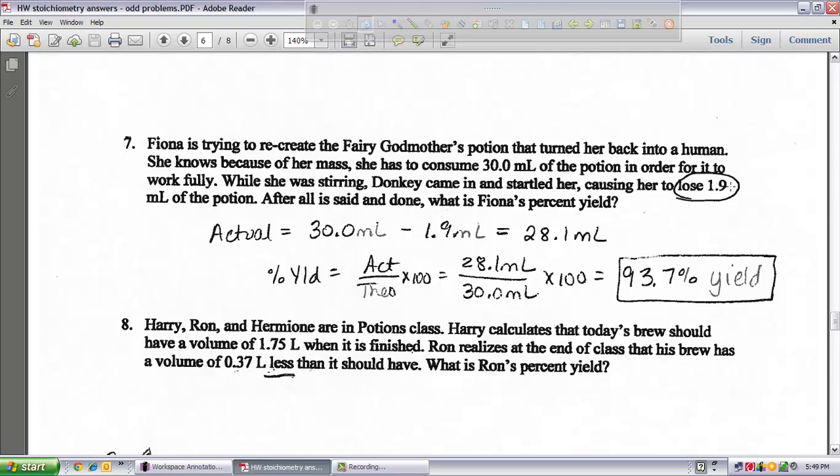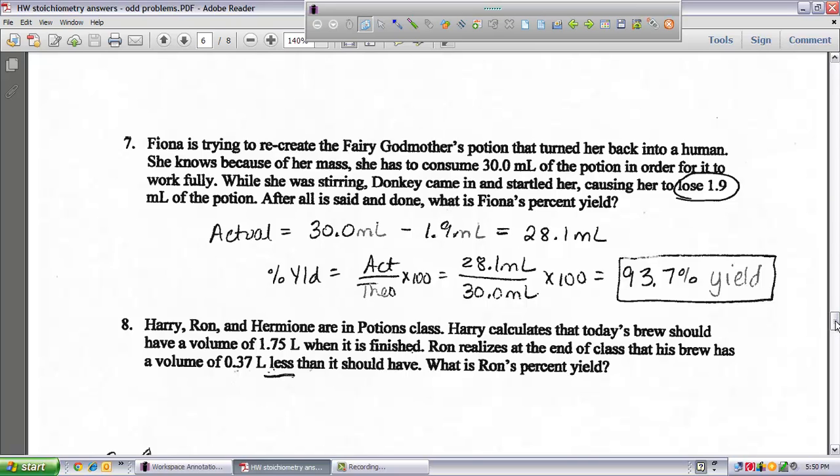If you read the question, it says that this person lost 1.9 milliliters of the potion. And so when you're losing or less than, that means you had to subtract it. So our actual yield is 30 minus 1.9, and so you had to calculate the actual yield. That happens oftentimes in these problems. So be careful about just looking at the numbers and not reading the question.